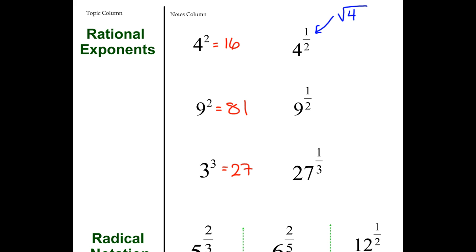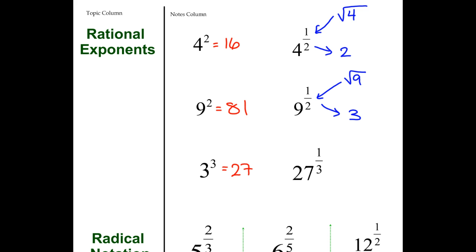So 4 to the 1/2 means the same thing as the square root of 4, because it's a reciprocal. That means the opposite, right? That's why we do square roots when we do the opposite of squares. They cancel each other out. So really, what we end up with here is 2. Same thing for 9 to the 1/2. That's the same thing as the square root of 9, which we know is 3.